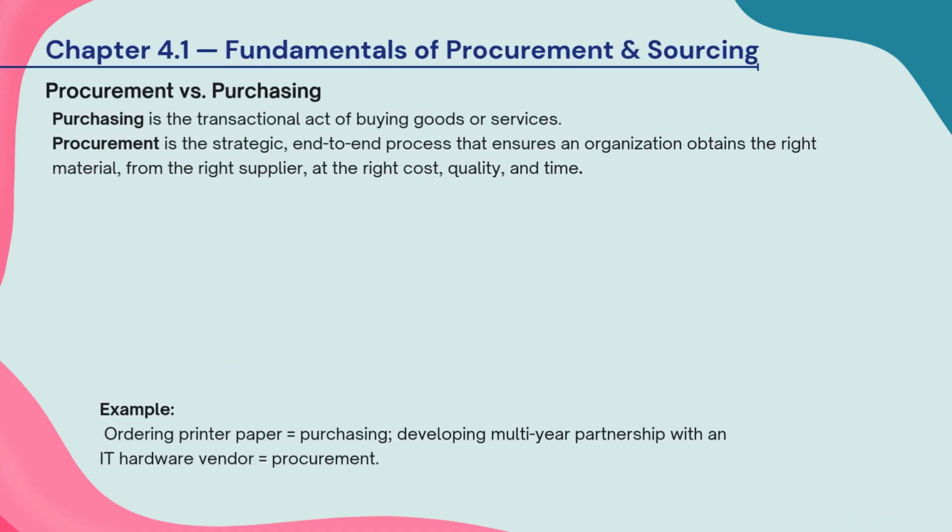This slide distinguishes purchasing from procurement. Purchasing focuses on short-term transactions like ordering and payment, while procurement is strategic, aiming to optimize cost, risk, and quality over the long term. For example, ordering printer paper is purchasing, whereas developing a multi-year partnership with an IT vendor is procurement. Effective procurement ensures the right materials from the right suppliers at the right time.